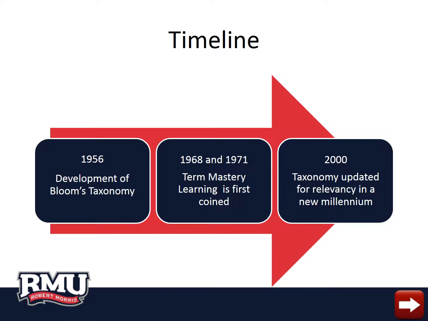To understand Mastery Learning, it's important to know the timeline. In 1956, Dr. Benjamin Bloom created Bloom's taxonomy, which is a series of characterizations for objectives for students. In 1968 and 1971, the term Mastery Learning was first coined. And in 2000, Bloom's taxonomy was updated for relevancy in a new millennium. Basically, it was just a swap of the different progressions within Bloom's taxonomy, which I'll describe later in this session.